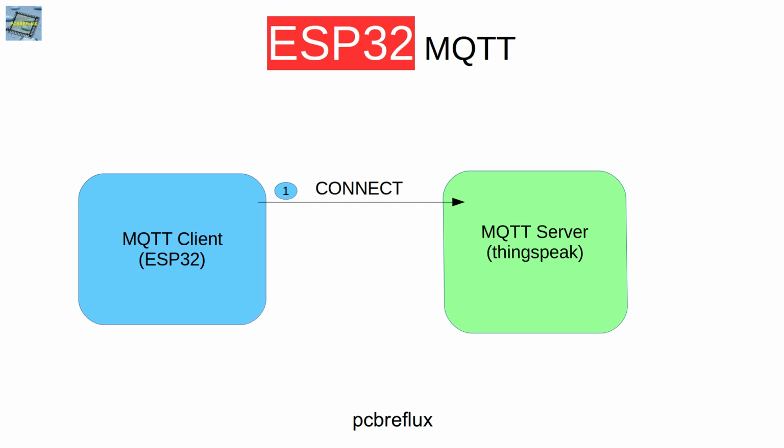So let's start with some MQTT basics. First, the MQTT client has to connect to the MQTT server, like ThingSpeak, and the server has to send a connection acknowledgement to signal the client that the connection is successful, and then the client can send the publishing packets. And the client can repeat this until the connection is disconnected.